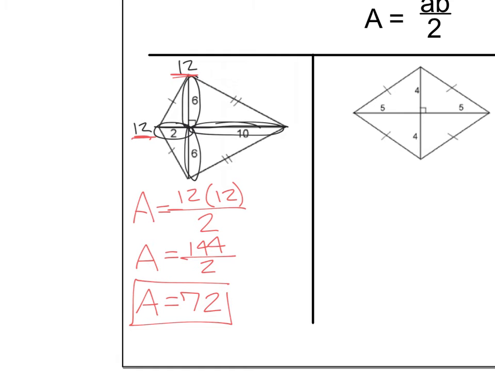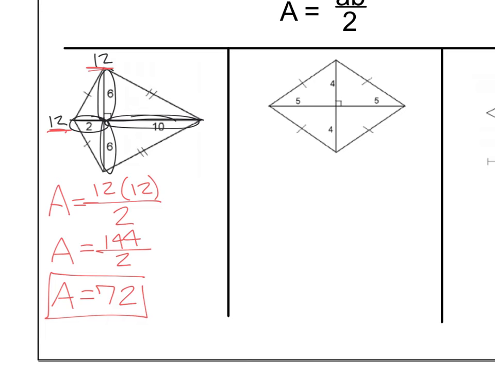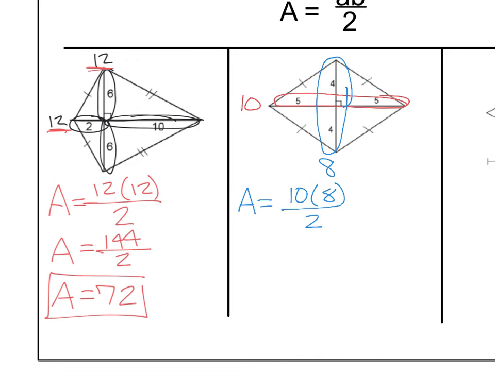All right, so now let's do the next problem. This is a rhombus, and I know it's a rhombus just because all 4 sides are congruent. Now that doesn't make a difference between it being a rhombus or a kite. How we do this, we take the total diagonal, so this diagonal is 10. And let's look at the other diagonal, that's 8. So I'm going to take those, multiply them together. So 10 times 8 divided by 2. 10 times 8 will give me 80 divided by 2, which will give me 40.